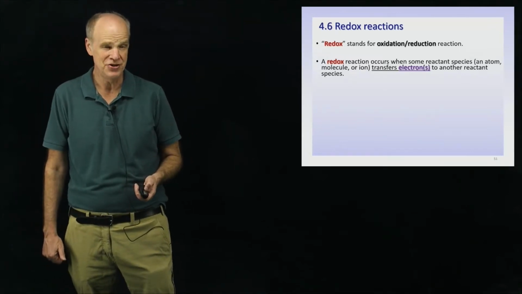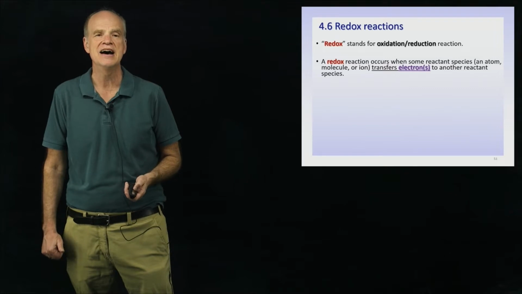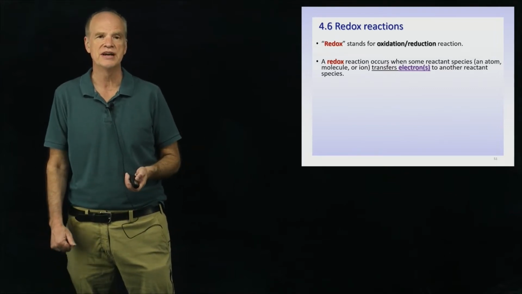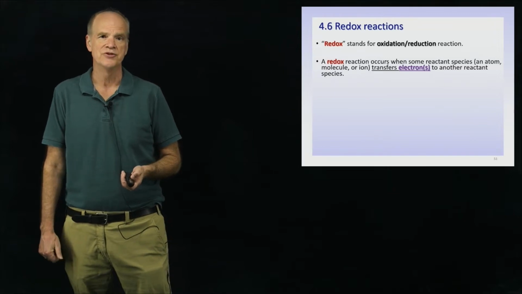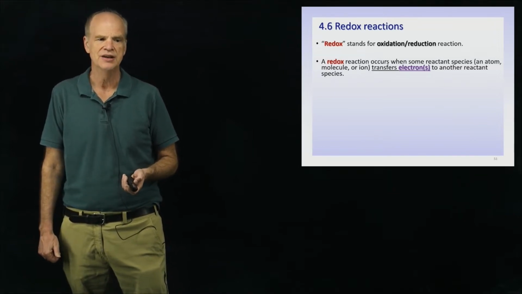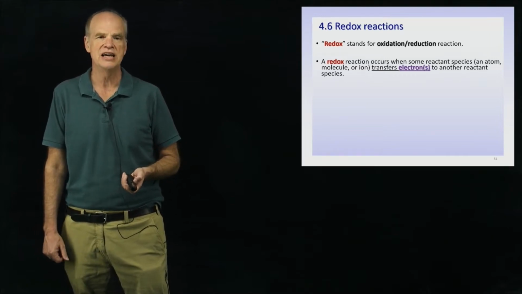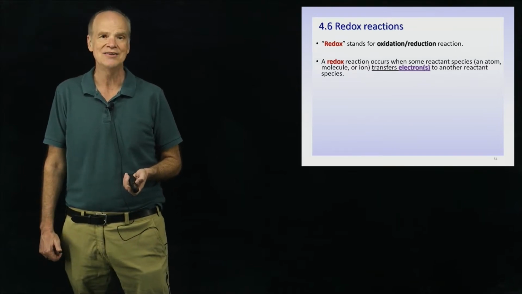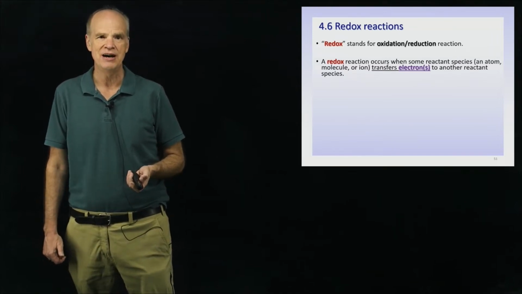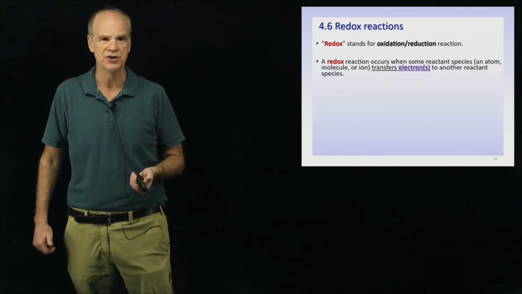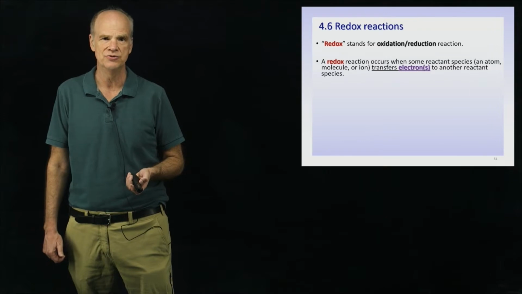We are continuing on through chapter 4, and now we're at our final type of reaction, which is called a redox reaction. Redox is short for oxidation reduction reaction. You can recognize that you have a redox reaction when you are looking at the reactants of the reaction, and somehow you are able to notice that electrons are being transferred from one reactant to the other.